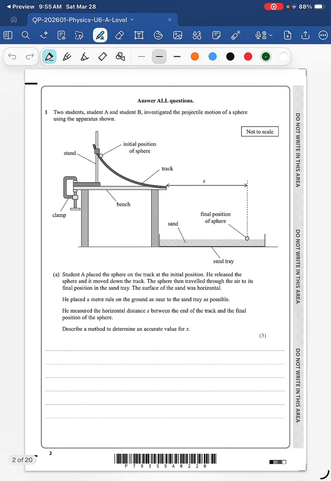So let's start with question 1. Two students, A and B, investigated the projectile motion of a sphere using the apparatus shown. And I mean, you can imagine what's going on there. You have this ball flying off the rails there and then falling somewhere in the sand tray they have under the ball.